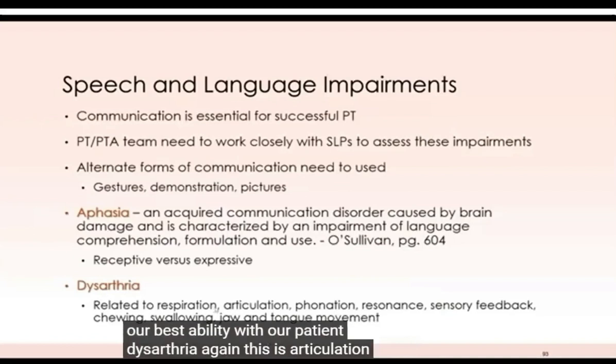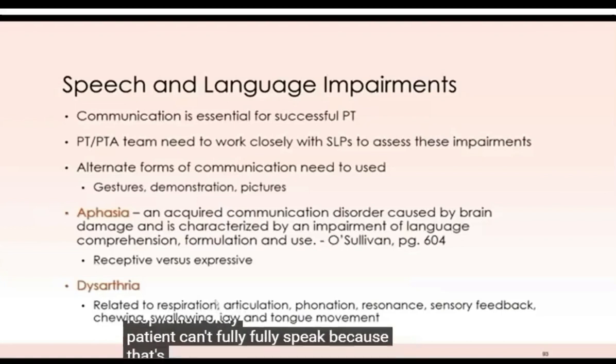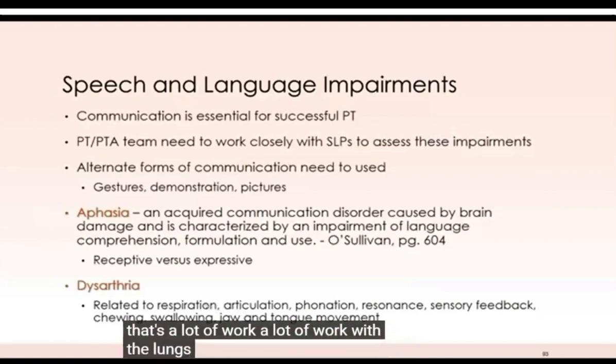Dysarthria, again, this is articulation. Sometimes this has to do with respiration, okay? The patient can't fully speak because that's a lot of work for the lungs, trying to get that phonation or that resonance of their voice, okay?